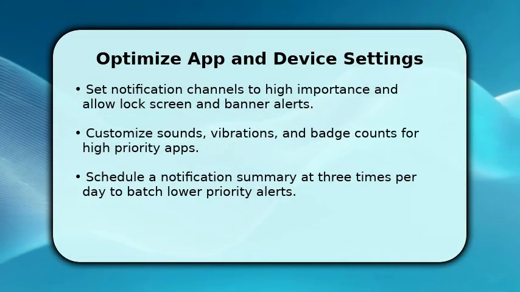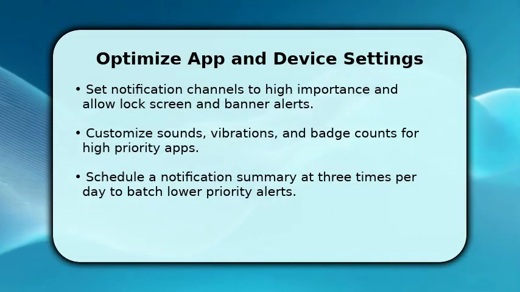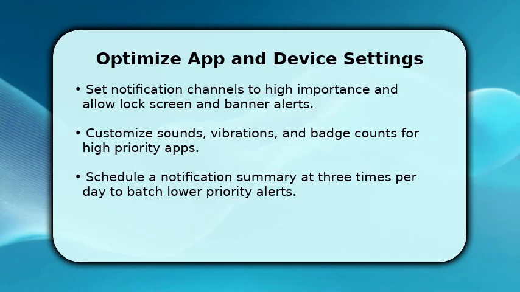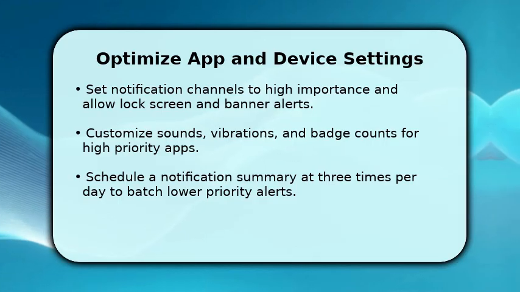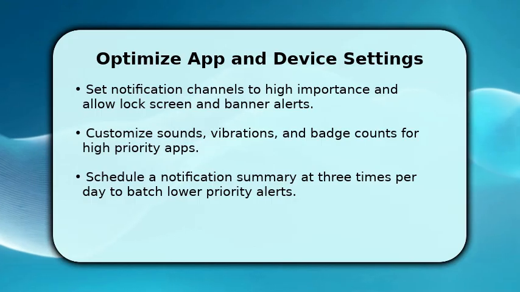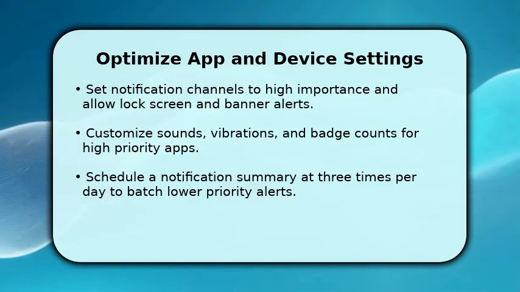Open each app and set notification channels to high importance for critical alerts. Allow lock screen, banner, and notification center visibility for those same apps. Customize sounds and vibration patterns so high-priority alerts stand out in crowds. Enable badge counts and persistent banners to maintain visible cues for unread items.